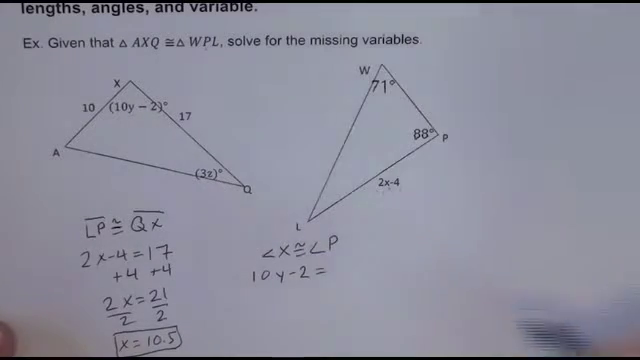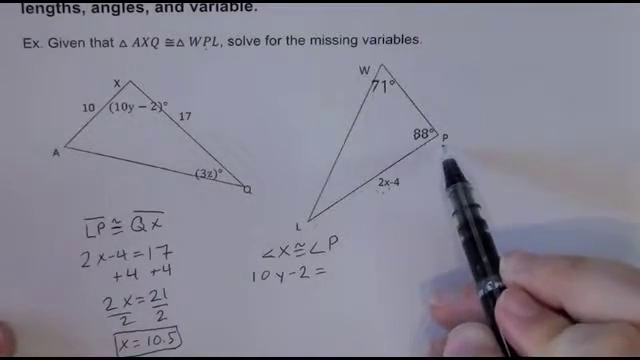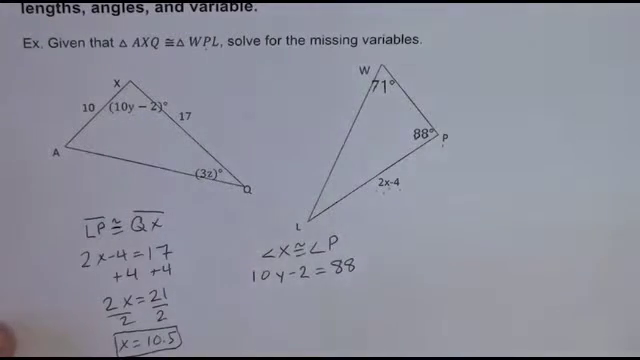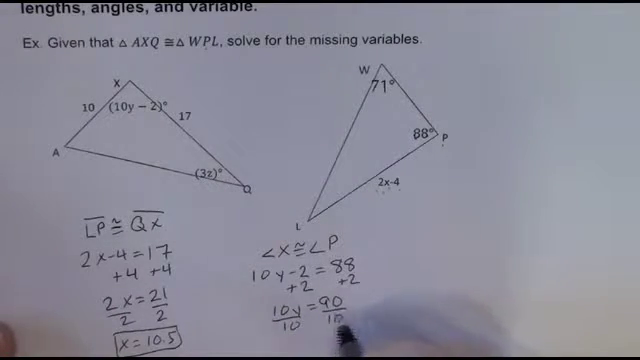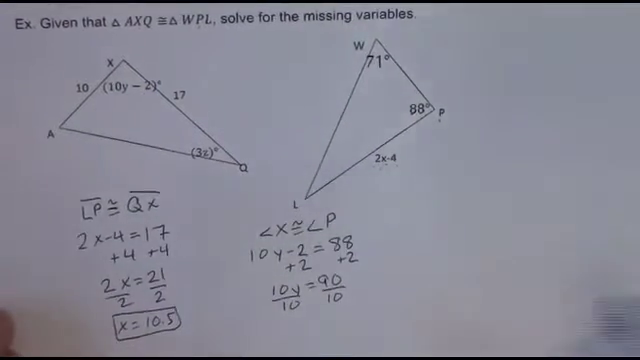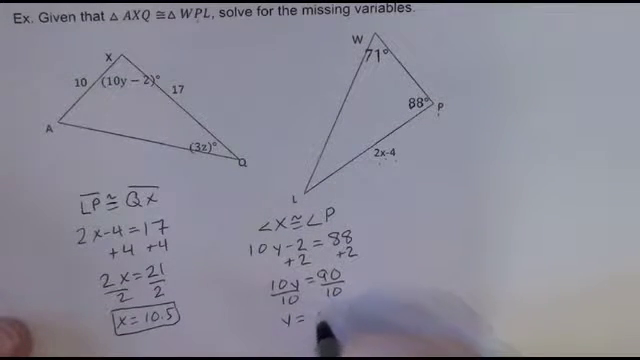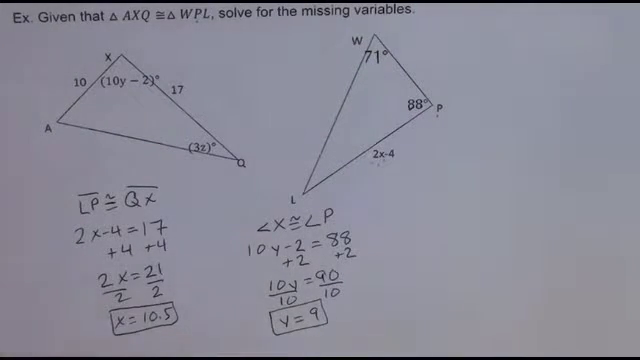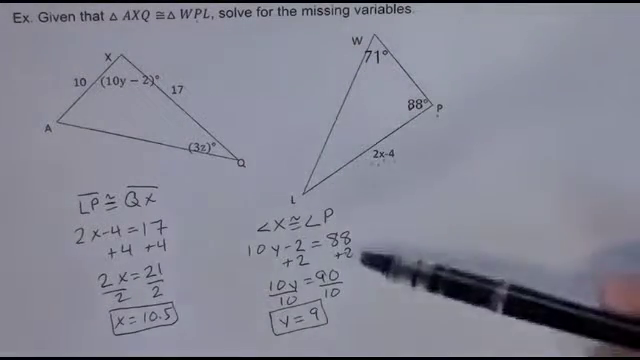10y minus 2 equals angle P, 88. And solve. Add 2 to both sides. 10y equals 90. Divide both sides by 10. And you get y equals 9. Angle X is congruent to angle P, so set them equal and solve.